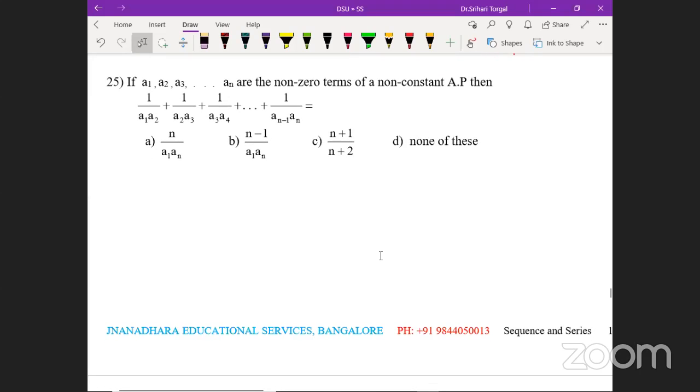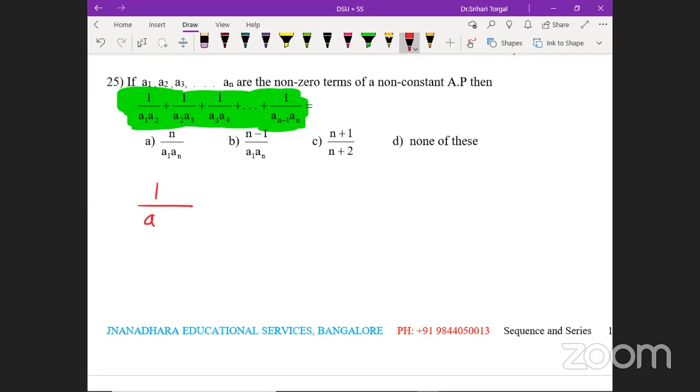If A1, A2, A3 up to AN are non-zero terms of a non-constant AP, what is the meaning of that? You should not take the same numbers here. Now, in that case, if you are calculating this, one by A1 A2, they have written these two first, then A2 A3, similarly the last term AN minus 1, AN.